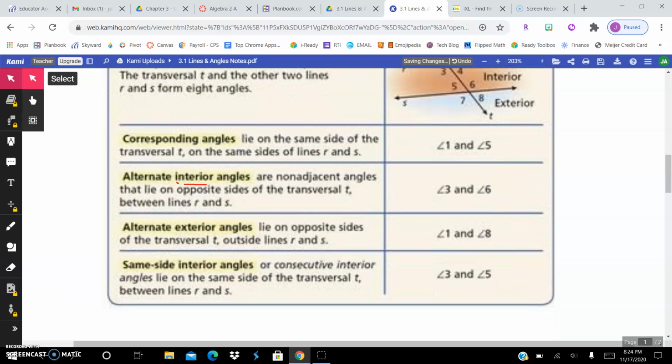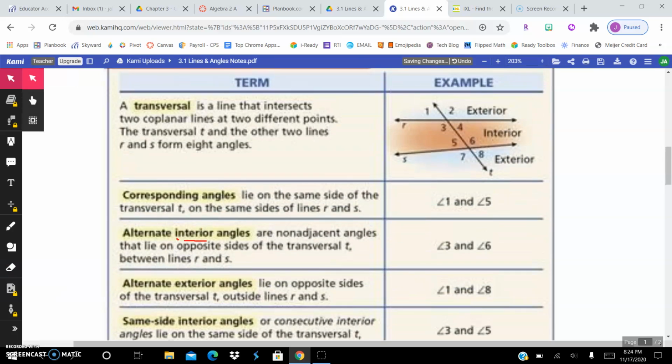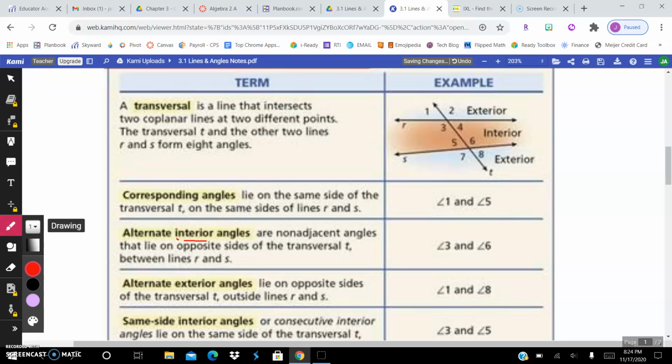And then alternate exterior is the same thing, but on the outside. So exterior tells us to go to the outside. Alternate means opposite or different sides. So they gave the example of 1 and 8. And we could also say that 2 and 7 are alternate exterior angles as well.